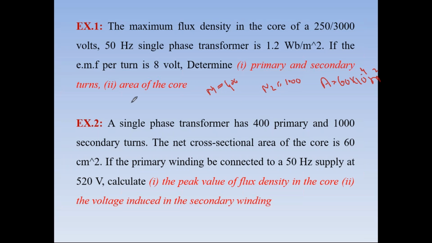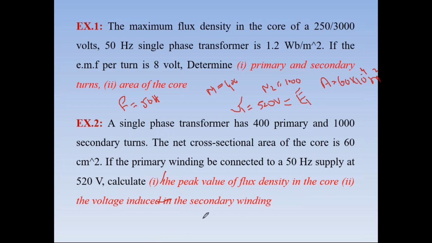And next, frequency is 50 Hz. The supply voltage is 520 volts, so the input voltage V1 is equal to 520. We need to find the peak value of maximum flux density in the core and the induced EMF in the secondary winding. First of all, note down the given data. I already told you that the supply voltage is equal to E1. V1 and induced EMF are both equal, so you can write E1 is equal to 520 volts.